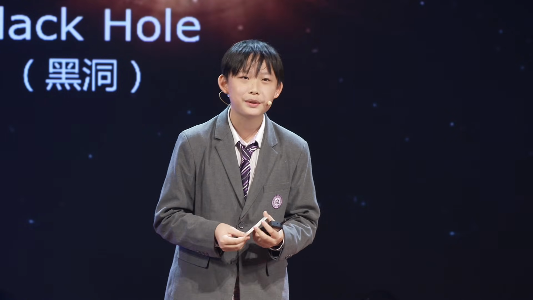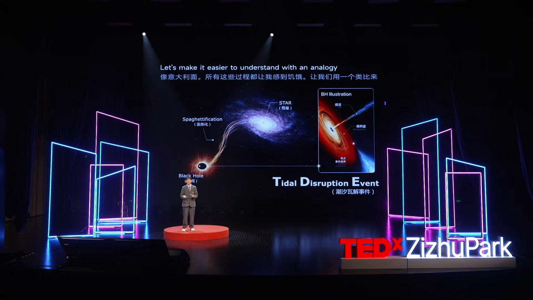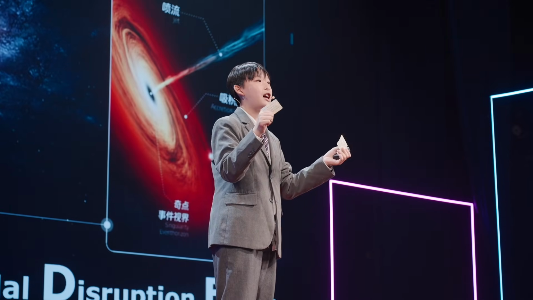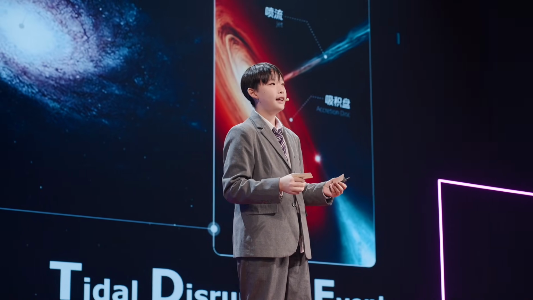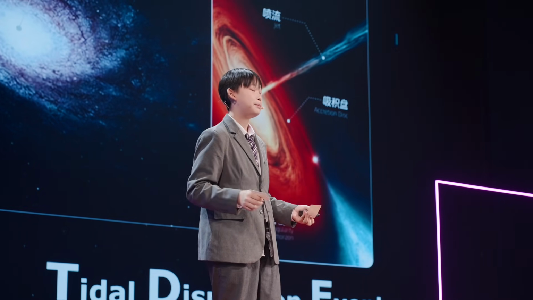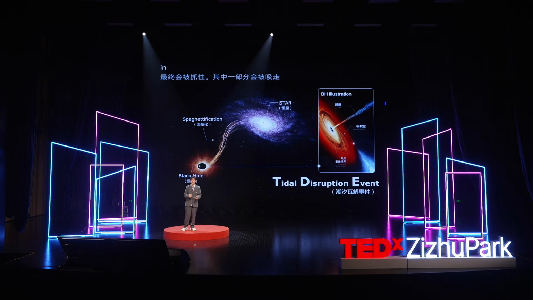Let's make it easier to understand with an analogy. Think of a lump of plastic as a star, and a vacuum cleaner as a black hole. As you move the star closer to the vacuum cleaner, the part nearer feels the stronger pull and stretches. Eventually, the plastic snaps. One part is sucked in, and the other part flies off, just like in the TDE. And like a vacuum cleaner burps out bits of plasticine, black holes can emit powerful X-ray bursts and radiation as they consume star matter.